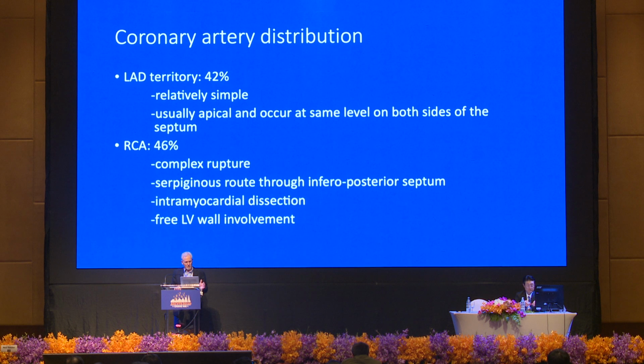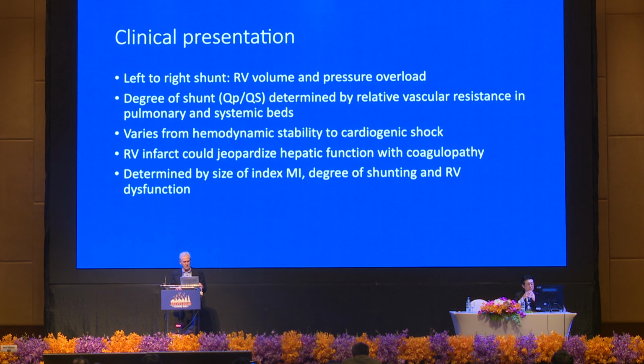The right coronary territory, which makes up 40% of these defects, is a complex rupture. And there's a serpiginous route throughout the inferior posterior septum. The tissue planes are dissected out by hematoma, and often there's free LV wall involvement, and therefore we often find ourselves operating more in this group of patients, and they're much more difficult to get through the procedure and salvage.